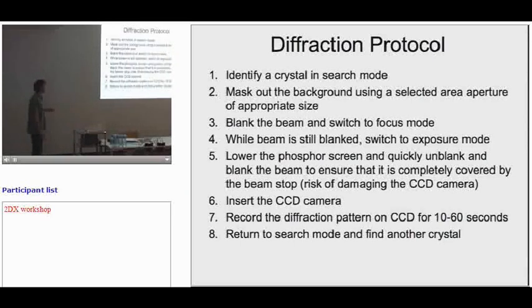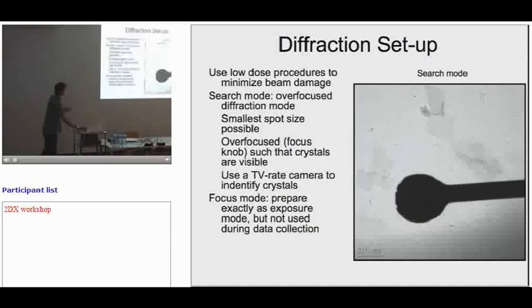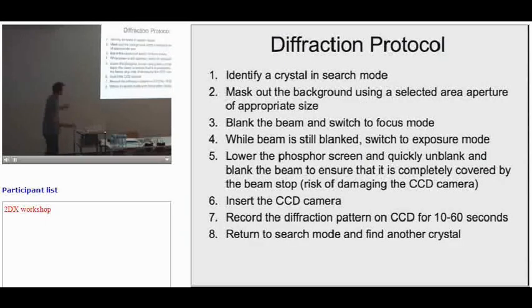So how to actually collect one diffraction pattern: you identify one of your crystals in search mode. You just move your beam so that you have your selected area aperture just around this one crystal. You then mask it with the selected area aperture, blank the beam, switch to focus mode. While the beam is blanked, switch to exposure mode. So like I said, you just skip focus mode entirely, just going from search to exposure, but you don't want to skip them entirely, otherwise you'll introduce hysteresis into your microscope.